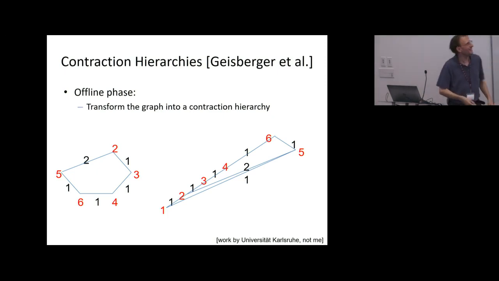If I remove it and its adjacent edges, it looks like this. Have the distances changed from here to here? So let's see. They could have changed, right, because from here to here is 3. But fortunately, from here to here is also 3, so they haven't changed. So I can just remove them. I do not need to add shortcut edges.